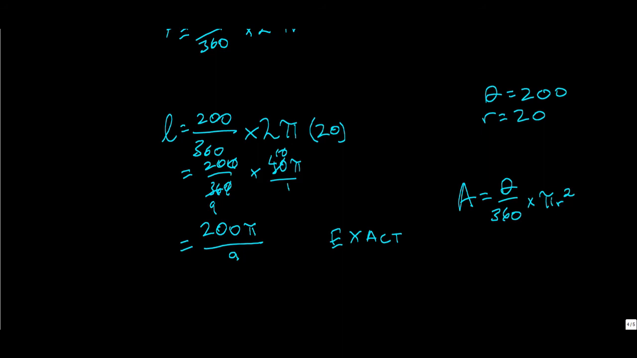Now, the next thing is composite shapes. So what I've done here is drawn up a composite shape. Let's say this is 10, and this is 20. Now, this is a rectangle, and I want you to try and work out the perimeter of the entire shape first. So go and have a look at that.